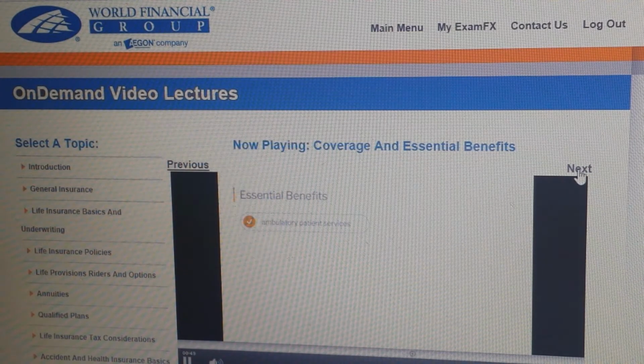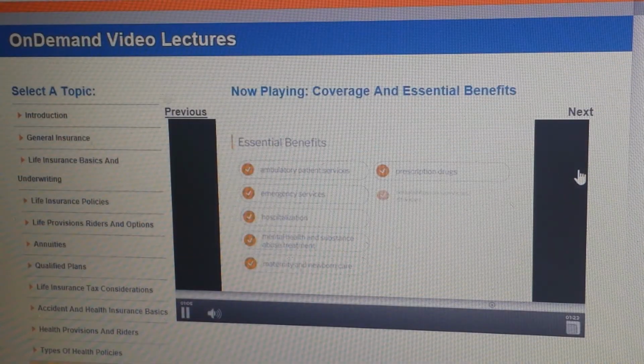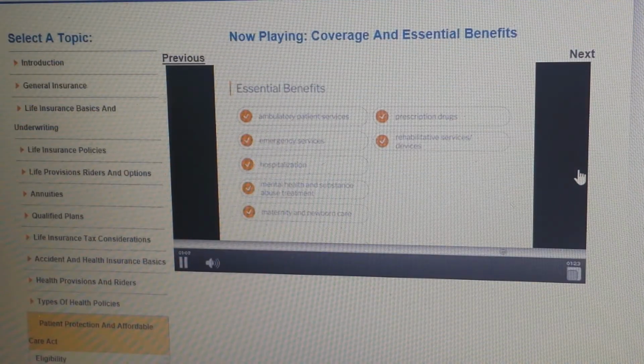Ambulatory or outpatient services, emergency services like the ER, hospitalization, mental health and substance abuse treatment, maternity and newborn care, prescription drugs, rehabilitative services and devices, lab services, preventative and wellness services, and also chronic disease control, and also pediatric services.